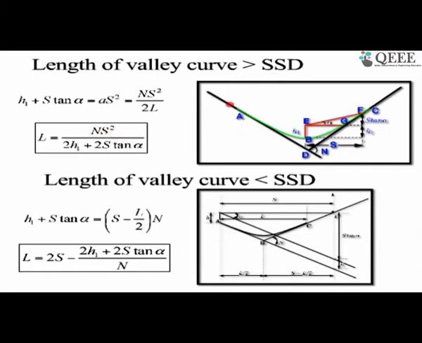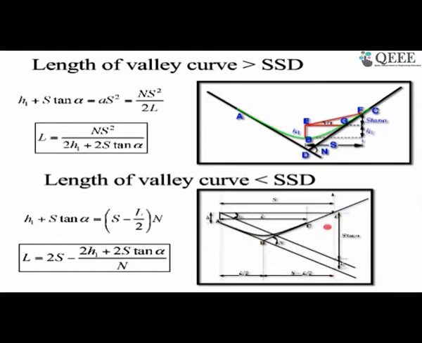S is the sight distance. If you need overtaking sight distance, you have to provide the overtaking sight distance. If you need intermediate sight distance, you need to provide the intermediate sight distance. The things change when the length of the valley curve is actually less than the sight distance. So in this case, you have to accommodate the tangent part as well.